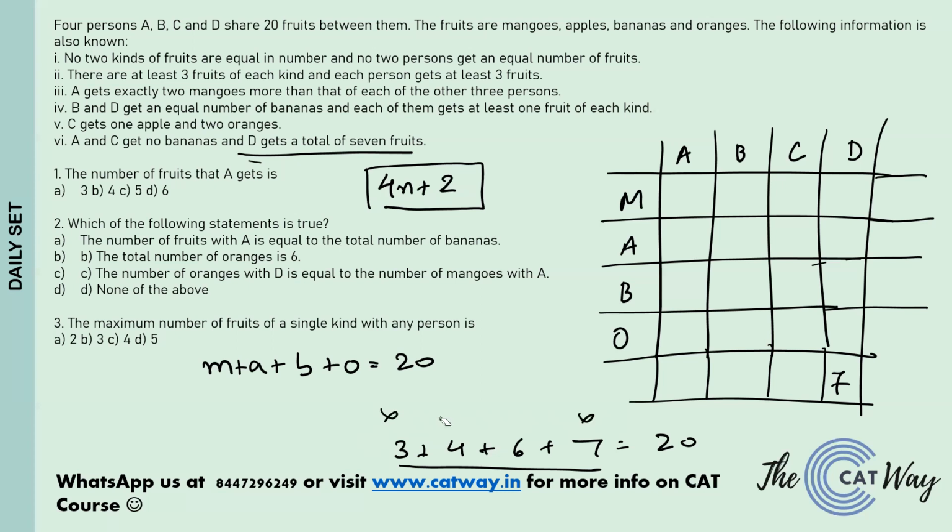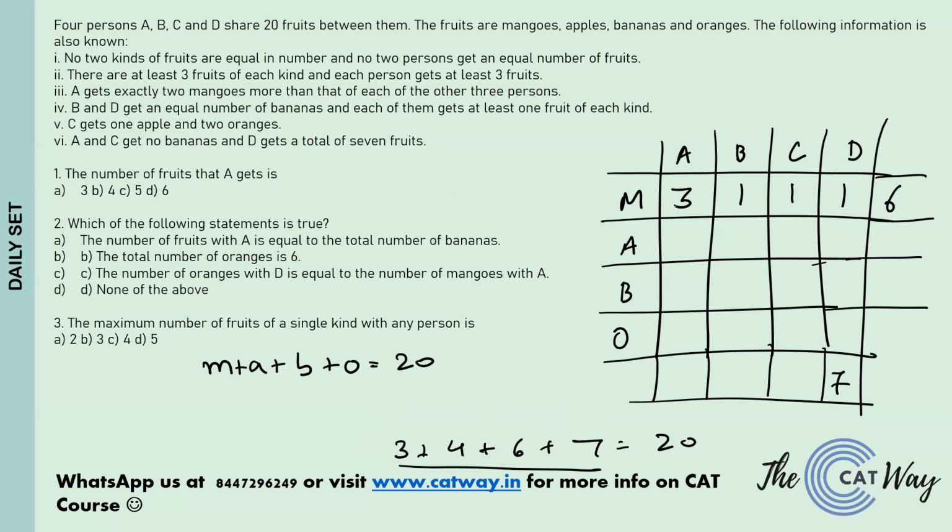Why? The reason is that if we take n equal to 0, then the number of mangoes is only 2, and that case is not possible because mangoes have to be a minimum of 3. Now if you take n equal to 1, we get the value 6. That will be the correct answer. So the total number of mangoes that we have is 6, and n comes out to be 1. That means B, C, and D got 1 mango each, whereas A got 3 mangoes.